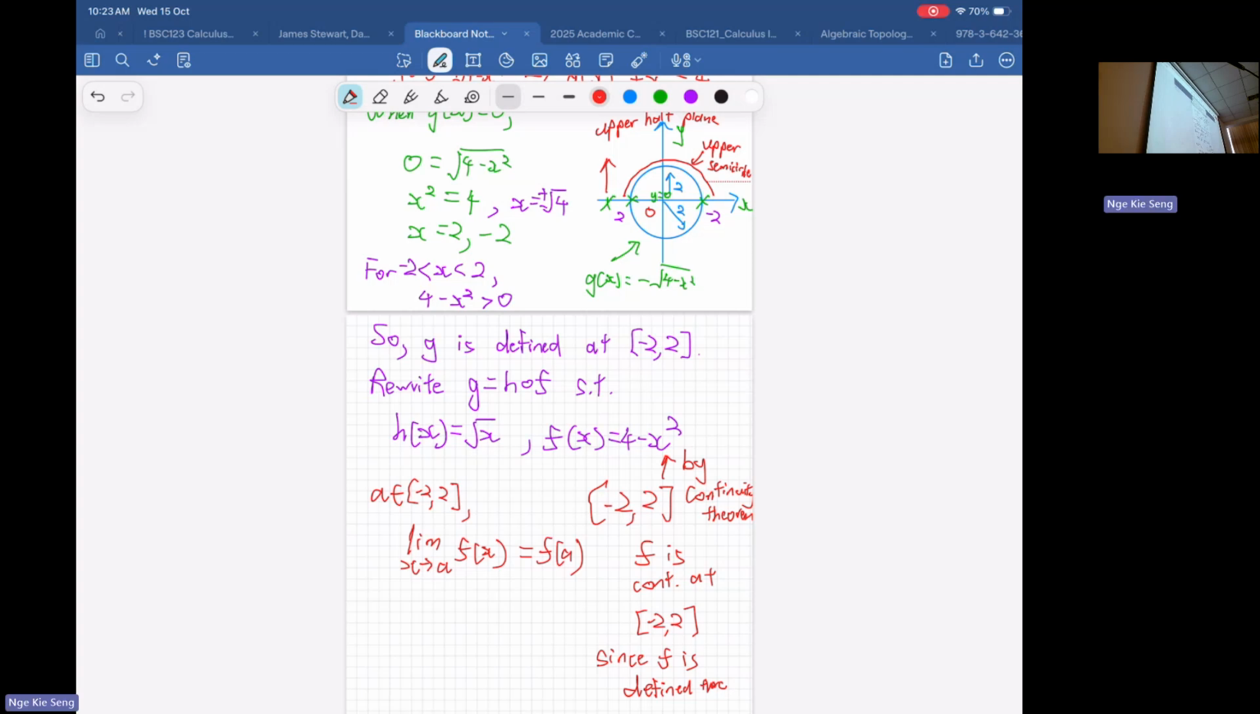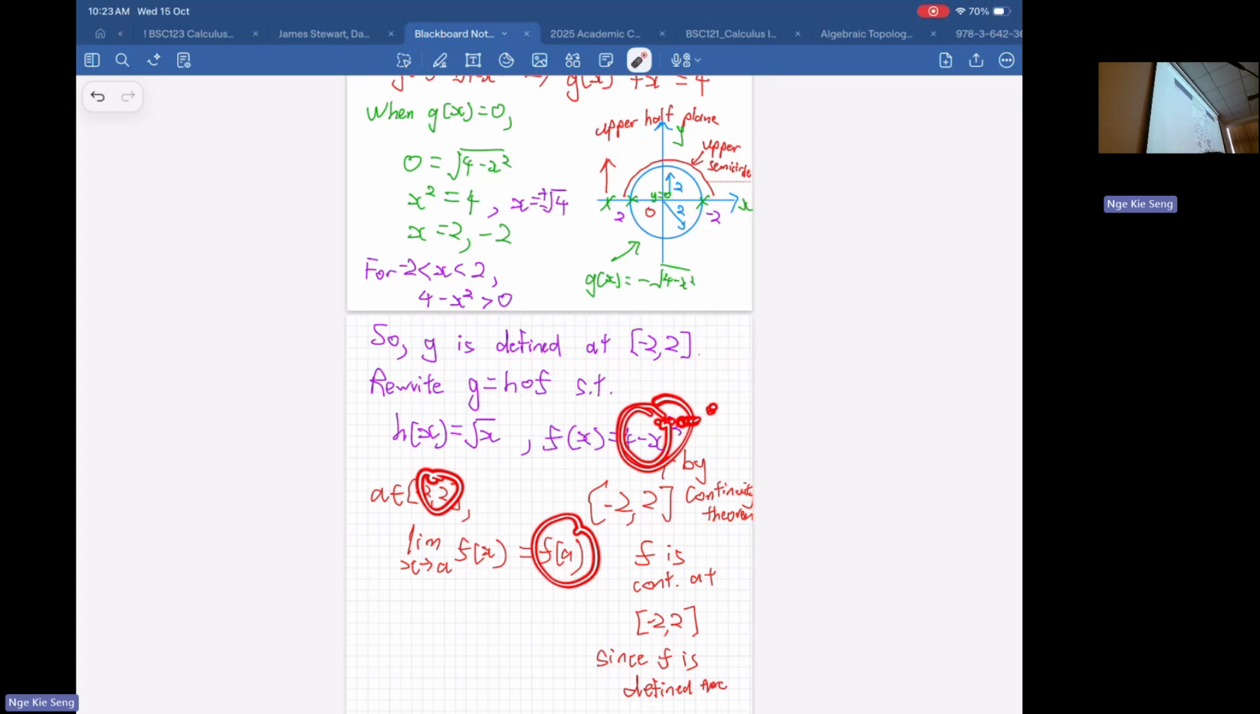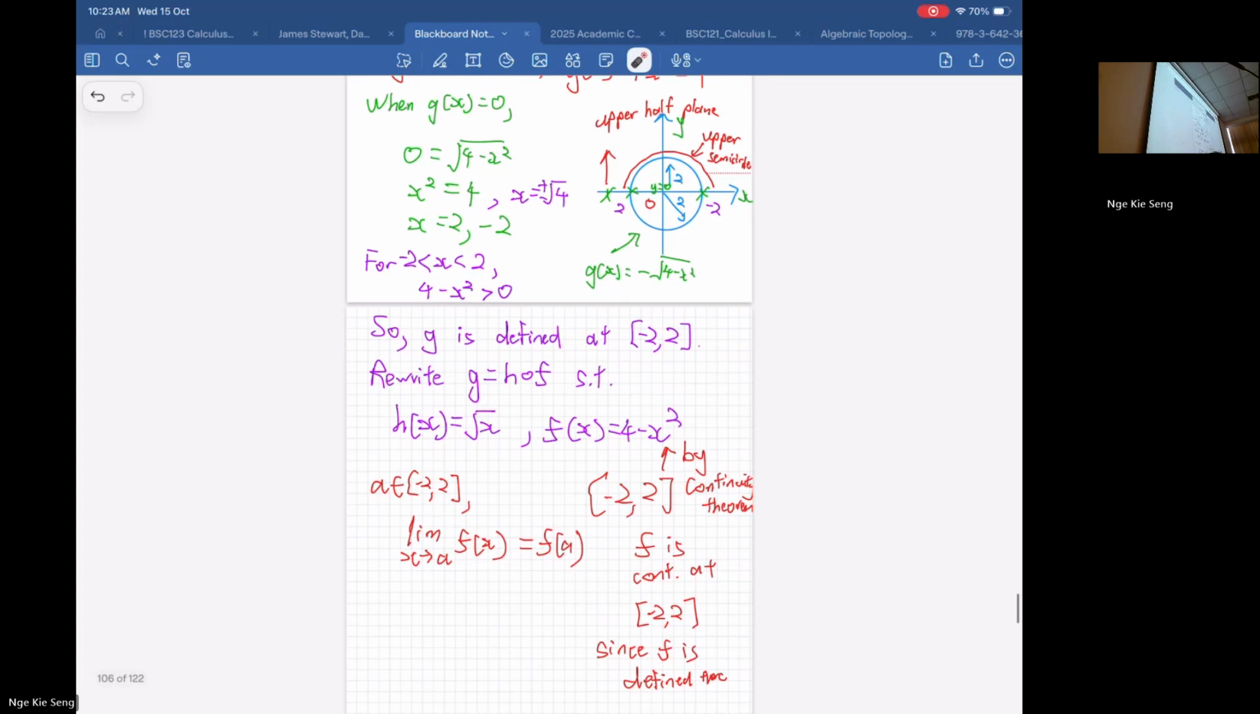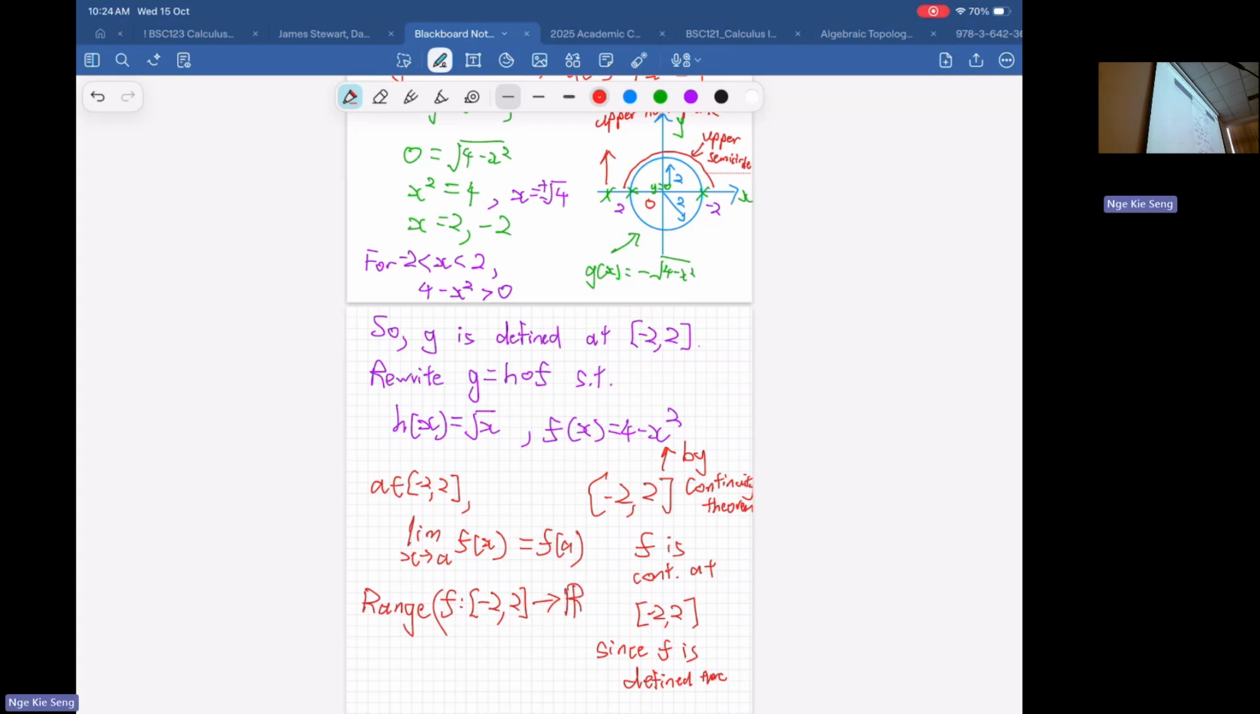But if you put all these numbers ranging from minus 2 to 2 into this formula here, what do you get? This is equivalent to asking what's the range of f(x). So you see, this is first week material. So we are asking about the range of f(x). Your f here now we restrict only to minus 2 to 2. So what's the range?